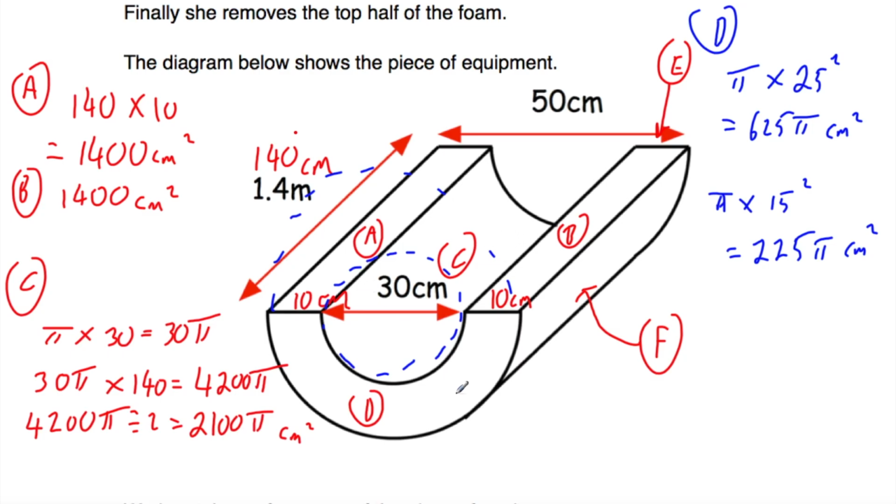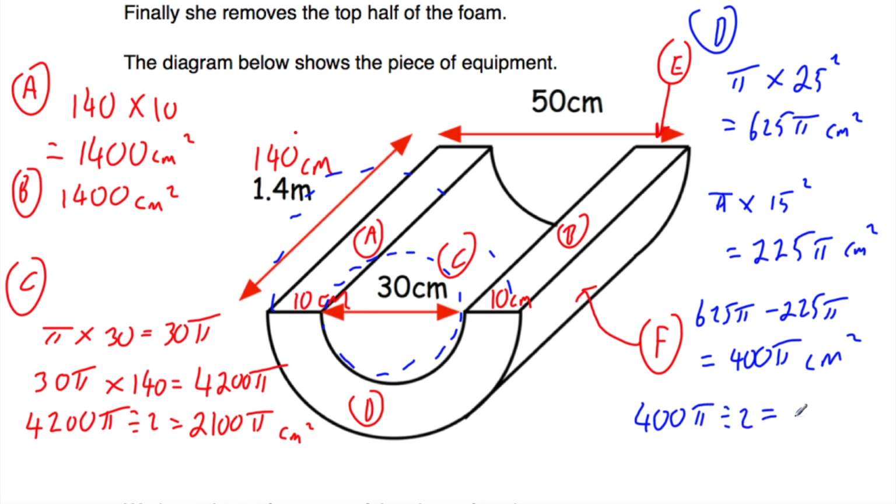So now we're left with this shape here going around the outside, this ring at the end of the shape. So if we take them away, if we do 625 pi, take away 225 pi, what's left to be the area of that ring? So that shape there. So that would be equal to 400 pi centimeters squared. Now that's the whole way around. Remember the shape was cut in half. So we're now going to divide by 2. So let's take the 400 pi and divide it by 2, and that's equal to 200 pi centimeters squared.